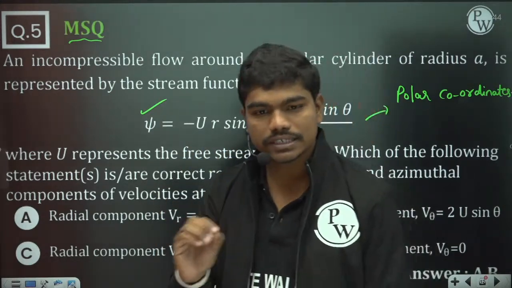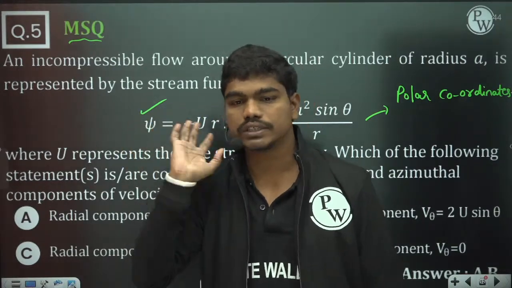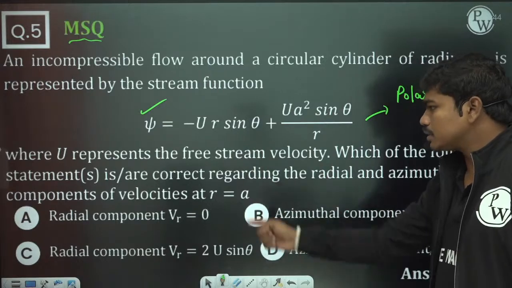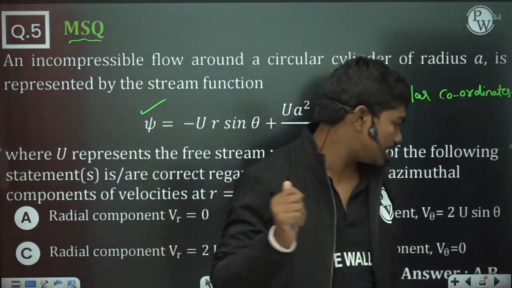But right now for us, this is just a stream function. We don't know the flow; for that flow we have a stream function. So now what is the relation between radial components of velocities and azimuthal values here?